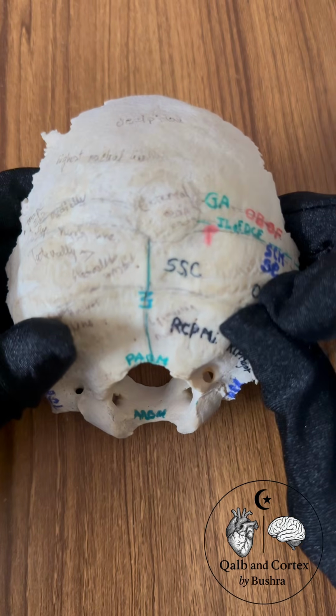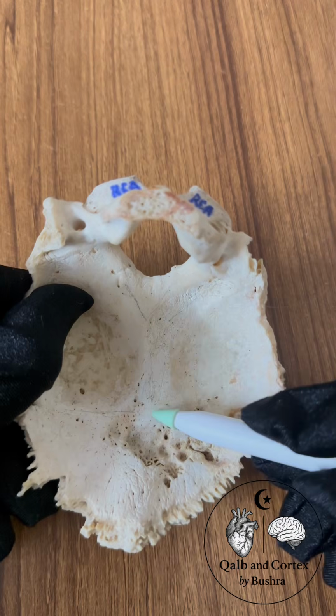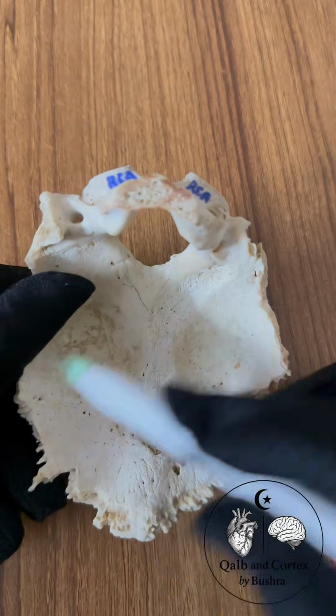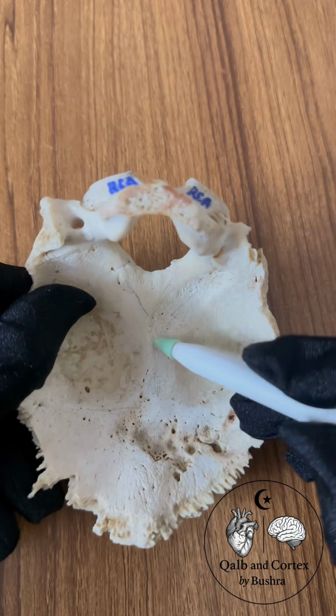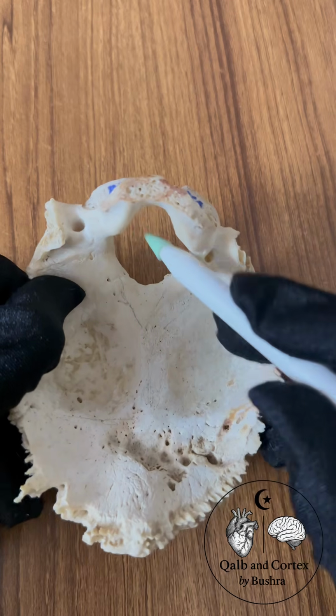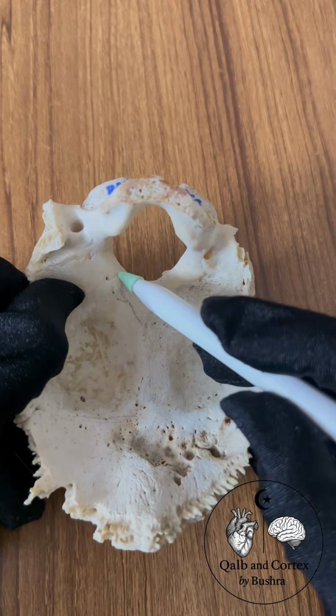And let's talk about the internal surface. This is the internal occipital protuberance. This is the sagittal sulcus, this is the transverse sulcus, and this is the internal occipital crest. And the triangular depression close to the posterior margin of the foramen magnum is called the vermian fossa.